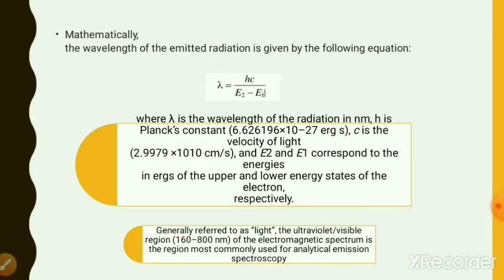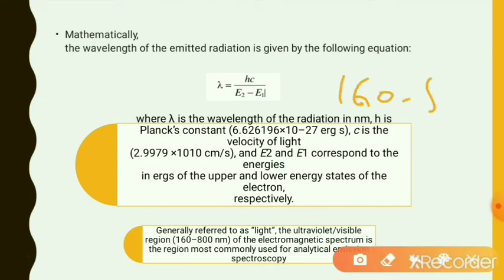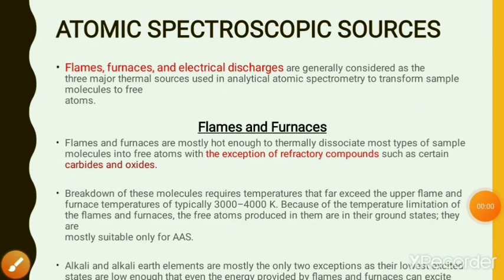The EMR range lies between 160 and 800 nanometers. So here are the atomic spectroscopic sources for atomic emission spectroscopy. Flames, furnaces and electric discharges are generally considered the three thermal sources used in analytical atomic spectrometry to transform sample molecules to free atoms.